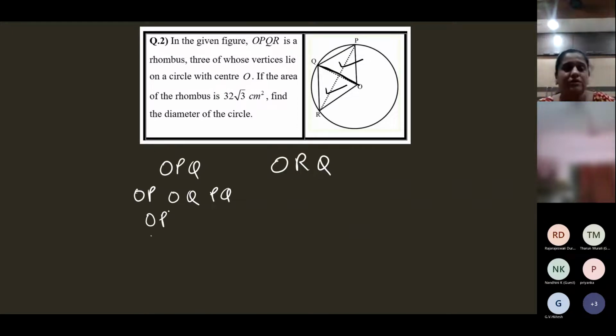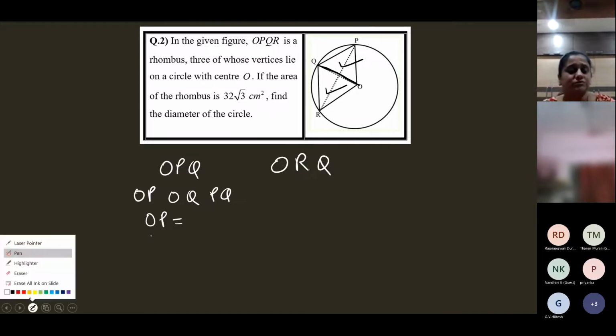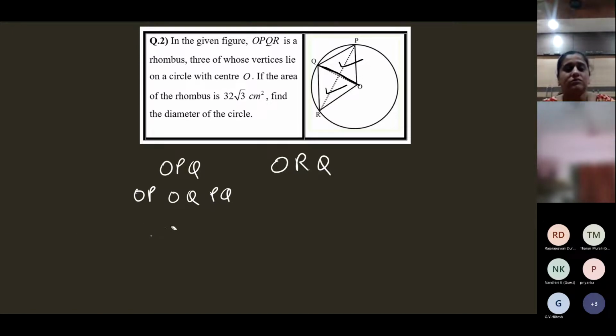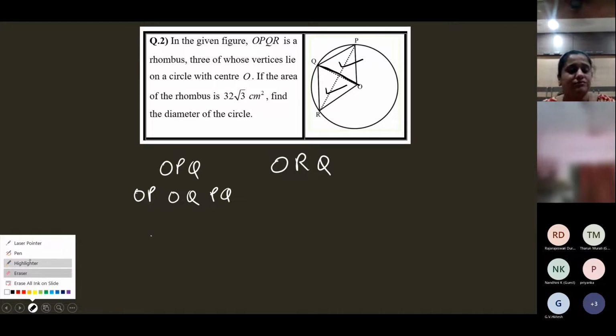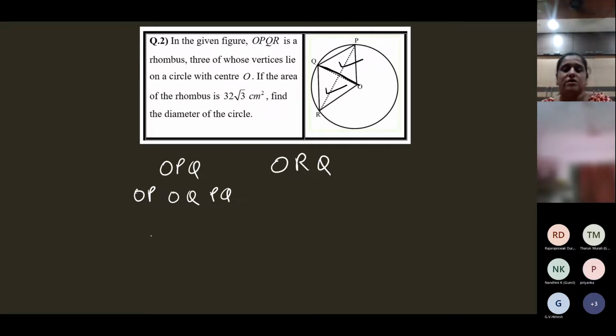So OP is the radius. OQ is also the radius. What about PQ? It's a side of the rhombus. But OP and OQ are the radii of the circle. So already two sides are equal in the triangle OPQ: OP and OQ are equal. You must show that all the three are equal, that is, equal to PQ also. So how do you do that?